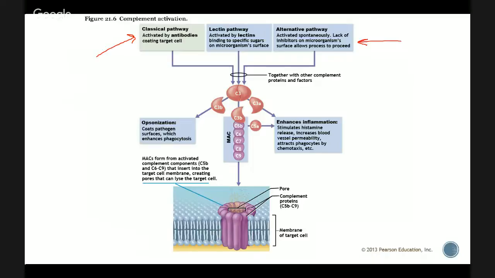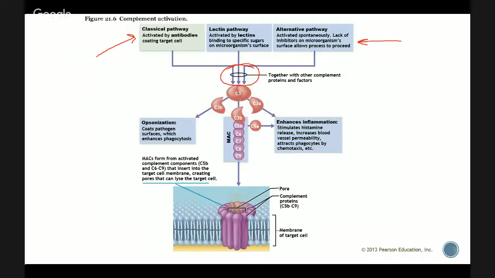So what we see here when we do activate it in one of these three ways is that we have complement proteins that are going to be activated. And we start all of them with the C. C stands for complement, and they're given numbers. So we have C3, we have C5, we have C6, C7, C8, C9.